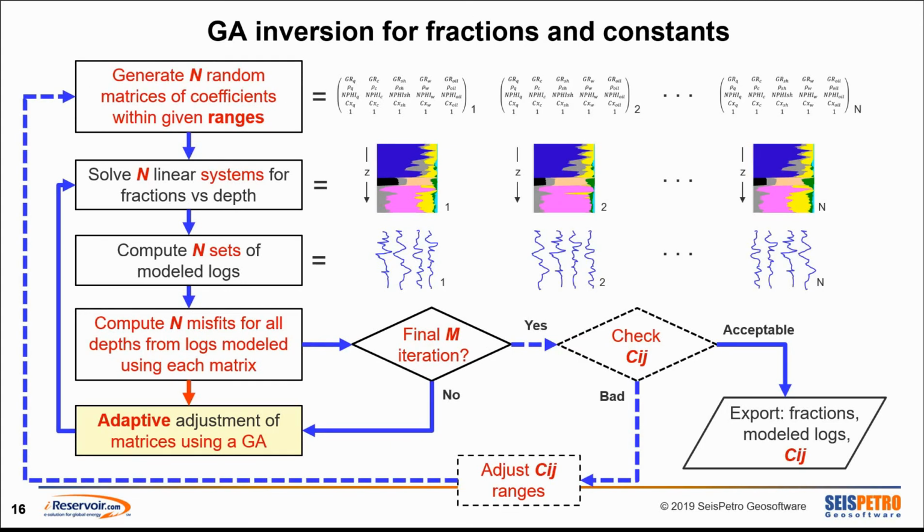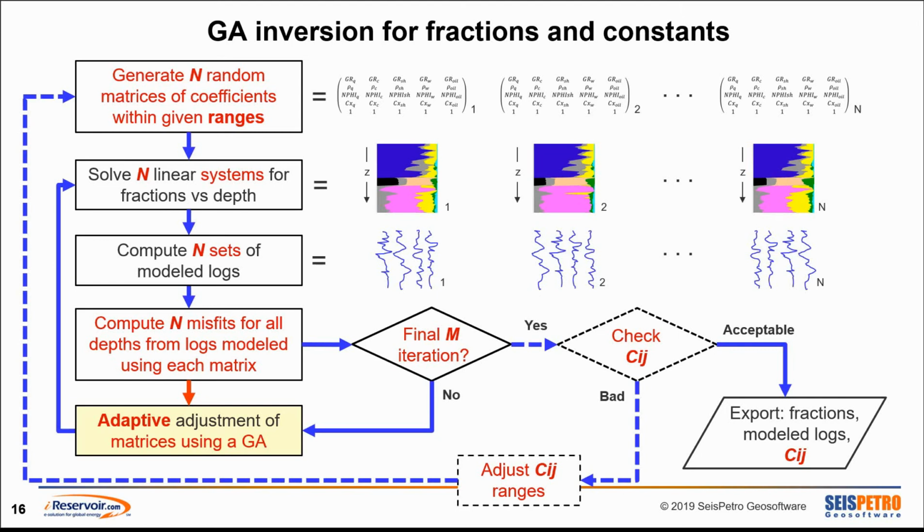On the contrary, when the multimineral analysis is performed with the help of a genetic algorithm, we examine many matrices at the same time. The misfits are computed numerically and not by visual inspection. And the most important part is that the modification of the matrix is performed adaptively using the rules of the genetic algorithm. Also, we're adding an additional loop to the process to allow for the adjustment of the ranges of the different constants.